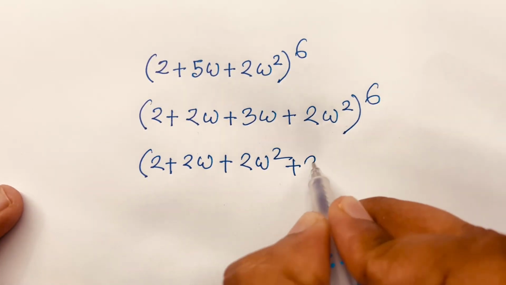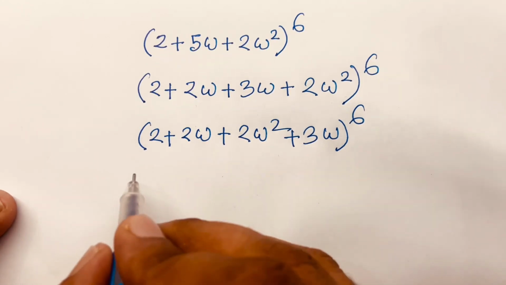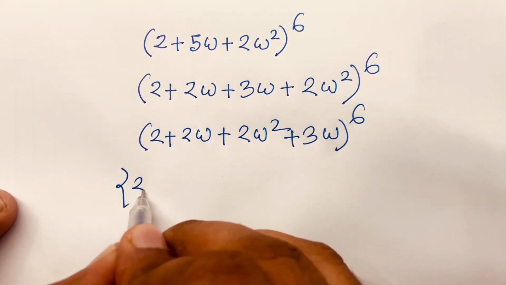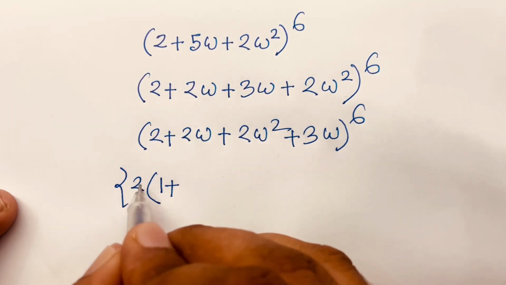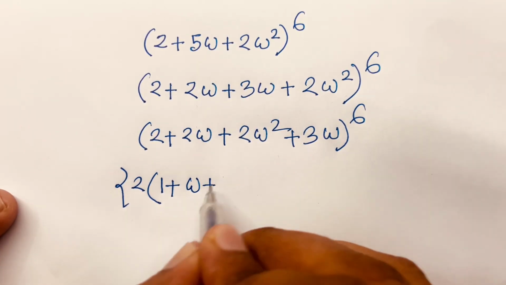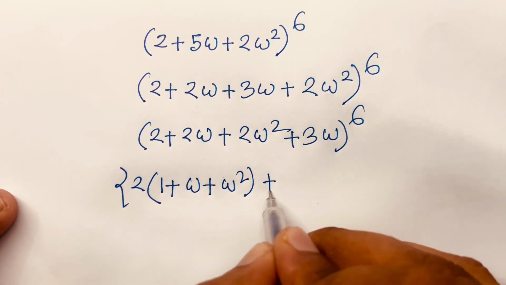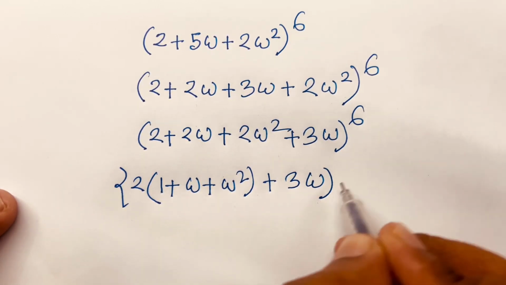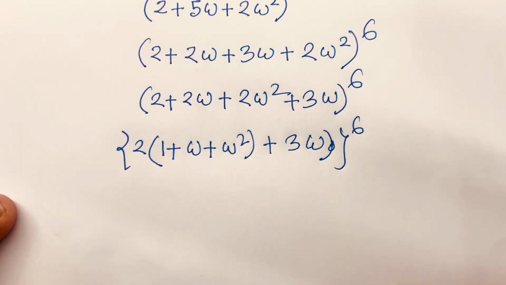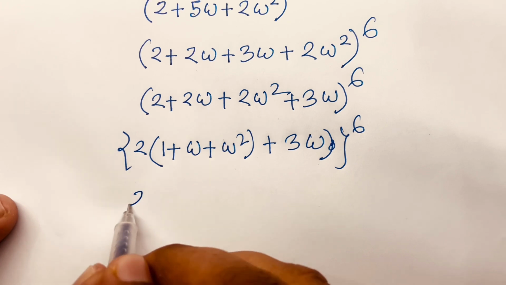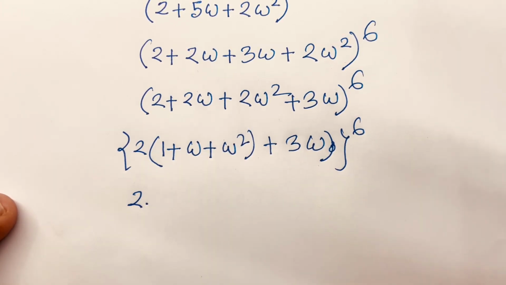Plus 3ω, bracket power is 6. Then I can say here 2 is common, so this divided by this gives 1, plus this divided by this gives ω, plus this divided by this gives ω², plus 3ω, bracket power is 6. Then I can say here 2 times (1 + ω + ω²) will be 0.